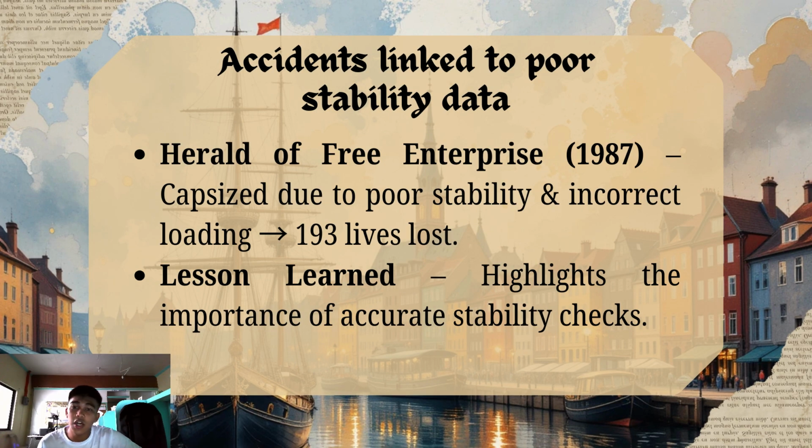So at this point, these are examples of accidents linked to poor stability data. So Herald of Free Enterprise, 1987, capsized due to poor stability and incorrect loading, and 193 lives were lost. So the lesson learned here highlights the importance of accurate stability checks. So at this point, there is a presentation or video regarding the Herald of Free Enterprise that we will watch now. So here it is.